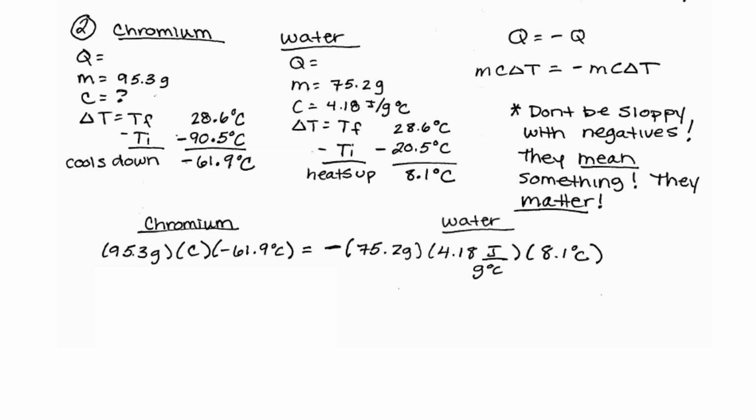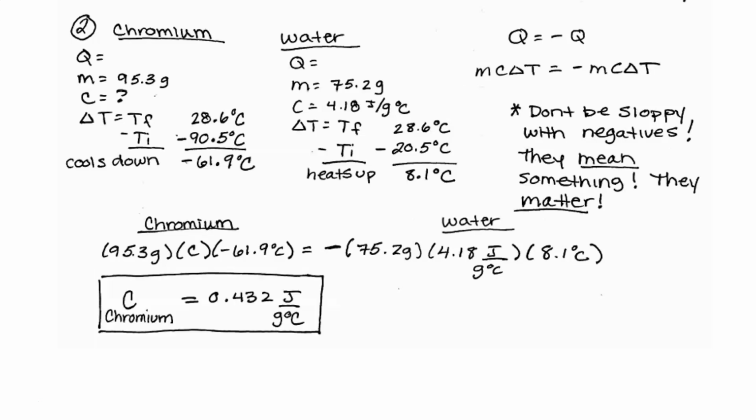I'm clearly repeating that 5 bazillion times in the lecture, right? But it's still going to be something people ask me over and over. So I'll say it over and over. Now, isolate your variable. You're solving for that specific heat. And you find that chromium is 0.432 joules per gram C.